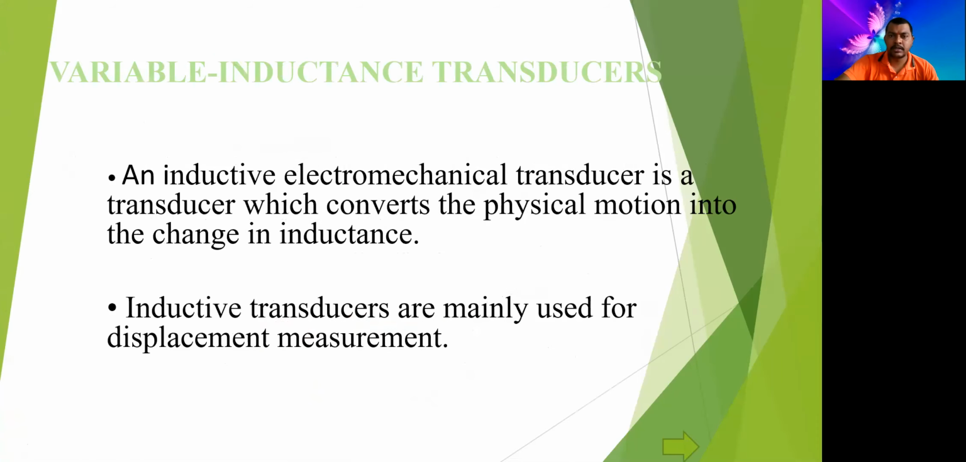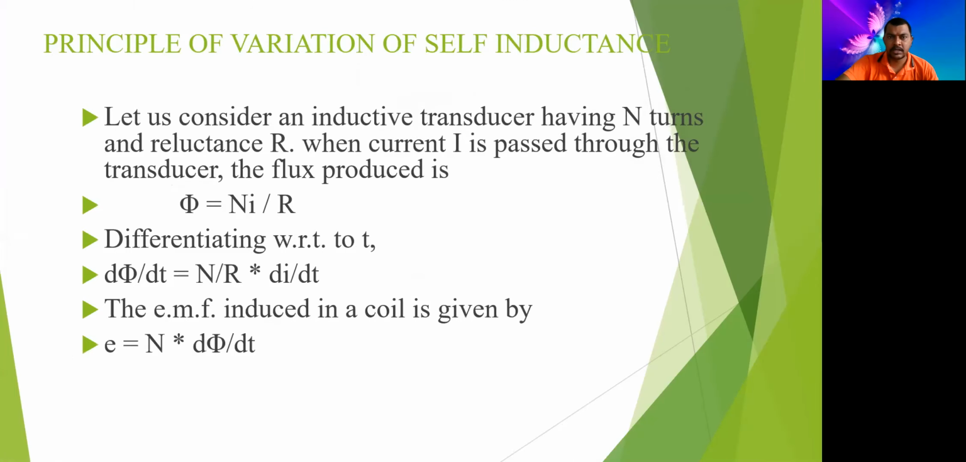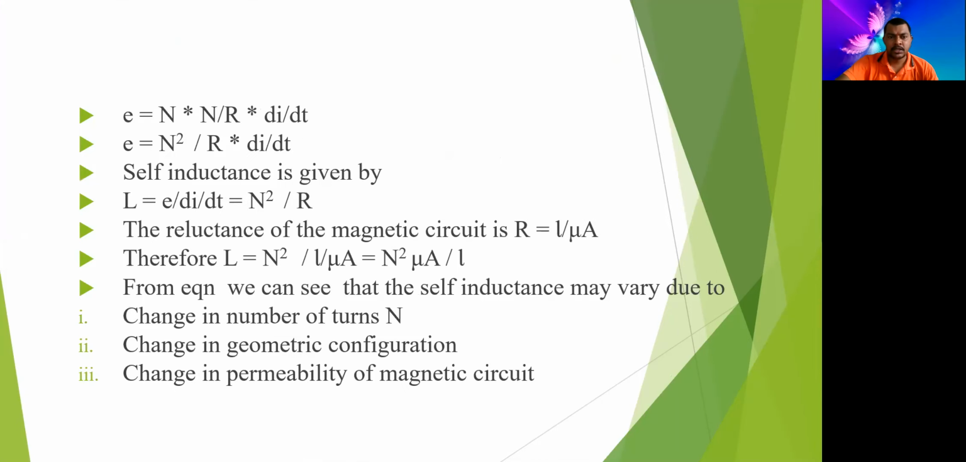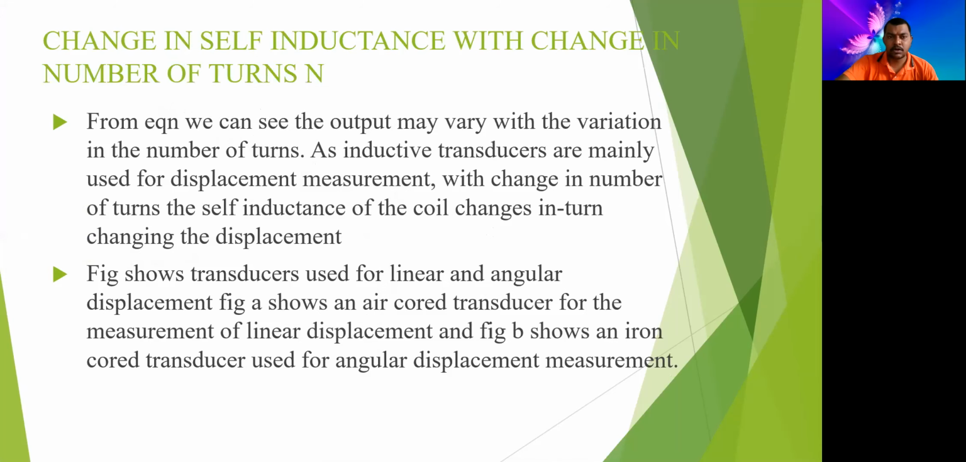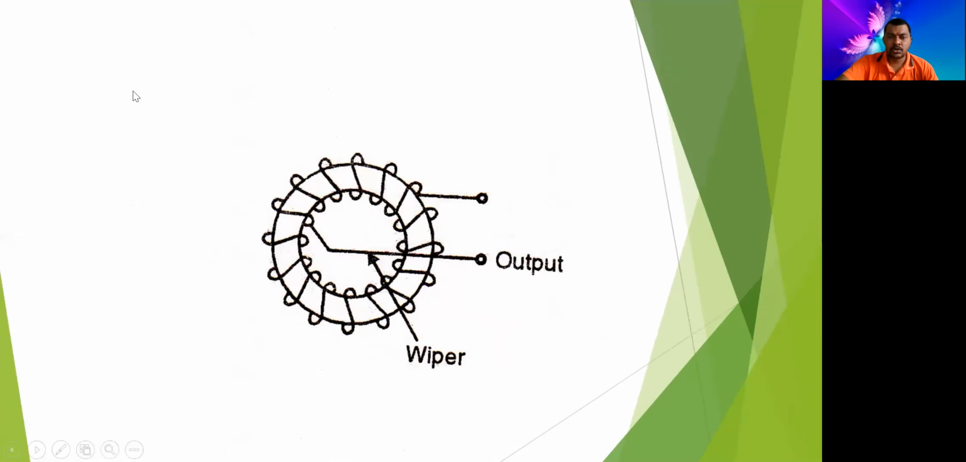Then we have studied the variable inductance transducer. Mutual inductance and self-inductance are the two concepts over there. We have studied self-inductance just by changing the number of turns. Like this, we can vary the number of turns in linear, and this is the angular sort of transducer where we can change the wire. So the number of turns can be varied accordingly, right? If you change the number of windings, automatically the self-generated EMF will also change.